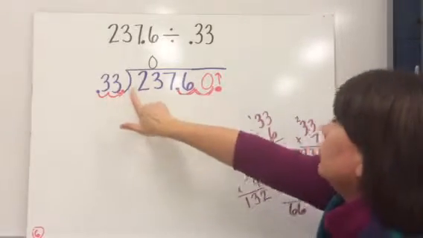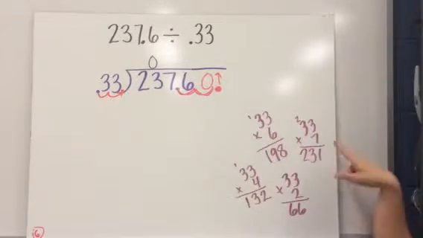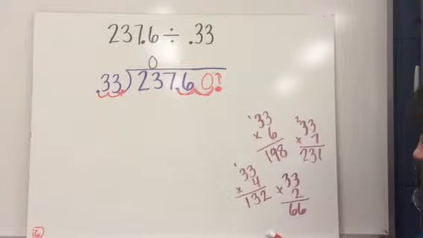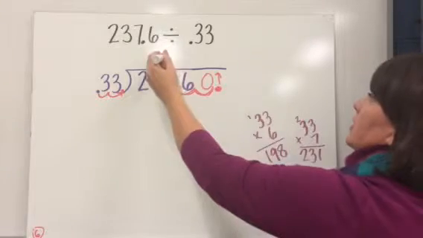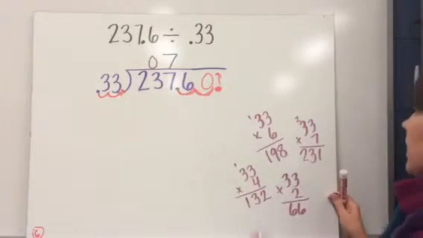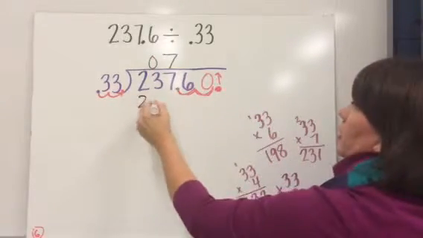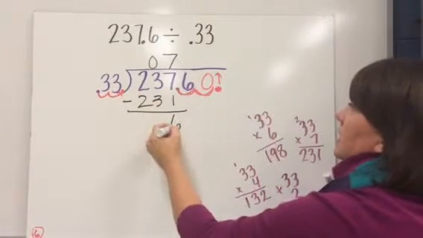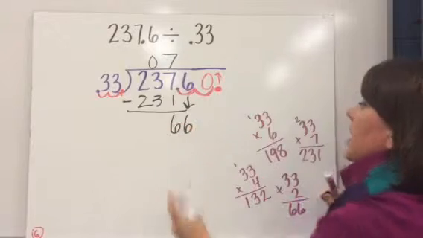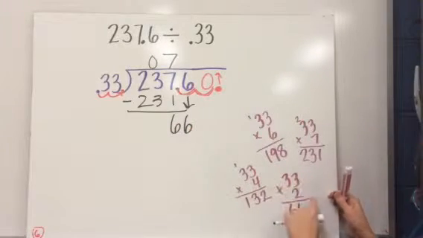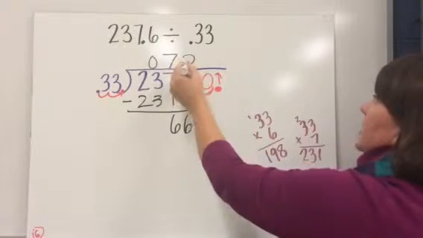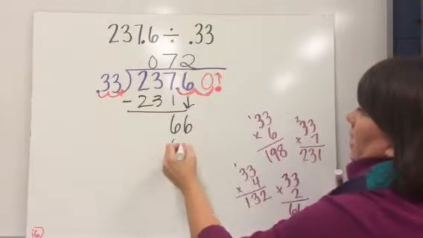So I said 33 goes into 237. And I found it over here. 33 times 7 equals 231. So 33 goes into 237 7 times. And then 33 times 7 is 231. Then I subtract. This is 6. And I bring down this 6. And I know that 33 goes into 66 because I did some work earlier. 33 times 2 equals 66. So 33, I need to write that here.